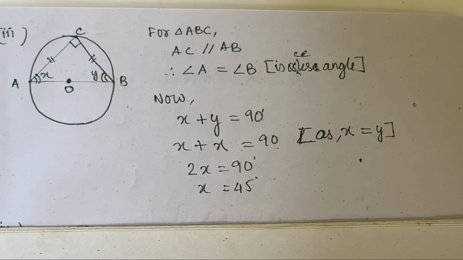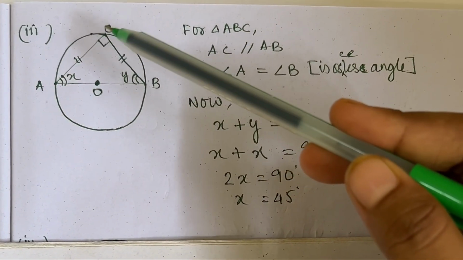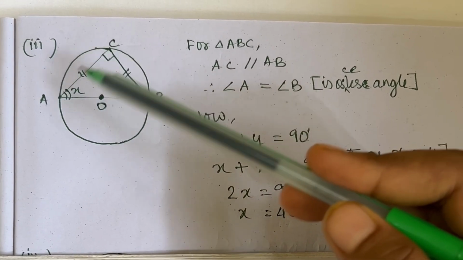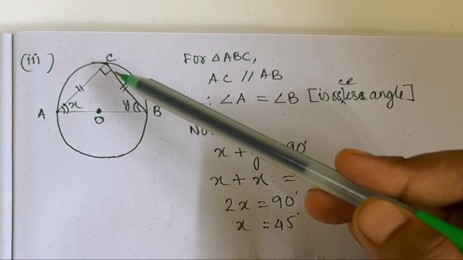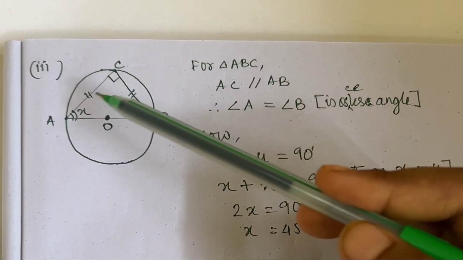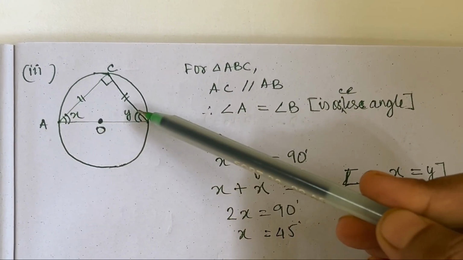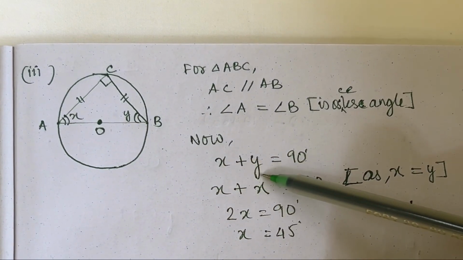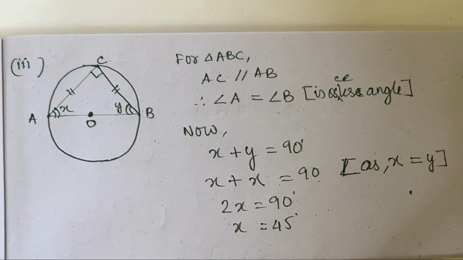Now 5.3, this is the diagram that is given, and AC is equal to BC, that is given. As AC is equal to BC, we can see an isosceles triangle, angle A is equal to angle B, that is, x is equal to y. Now x plus y is equal to 90 degree. So as y becomes x, 2x is 90 degree and x is equal to 45 degree.